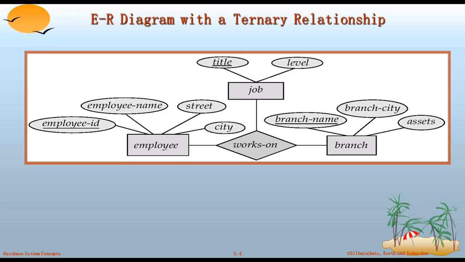Next, we will see the pictorial representation of an ER diagram with a ternary relationship. A ternary relationship means a relationship among more than two entity sets. We have three entity sets here: employee, branch and job. So it represents the ternary relationship. We have the relationship works on from employee and branch, and job is another entity set that has a relationship with works on.